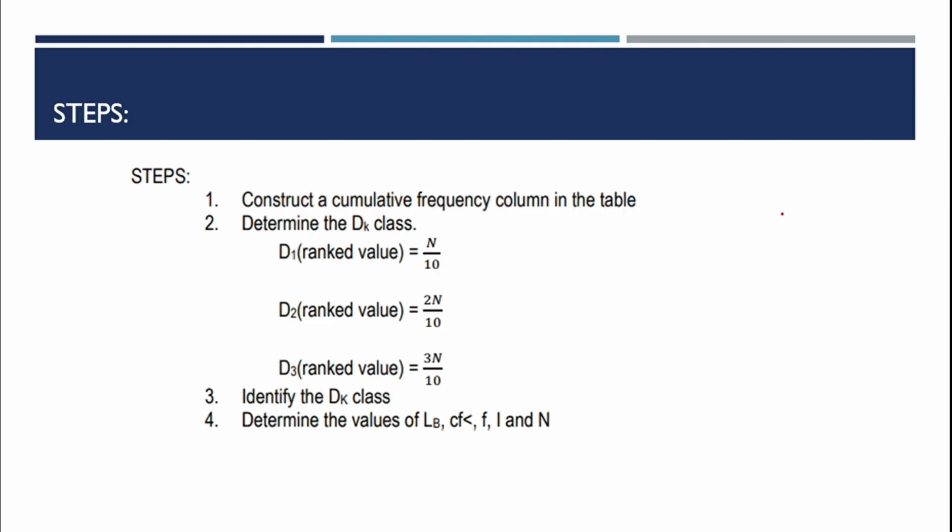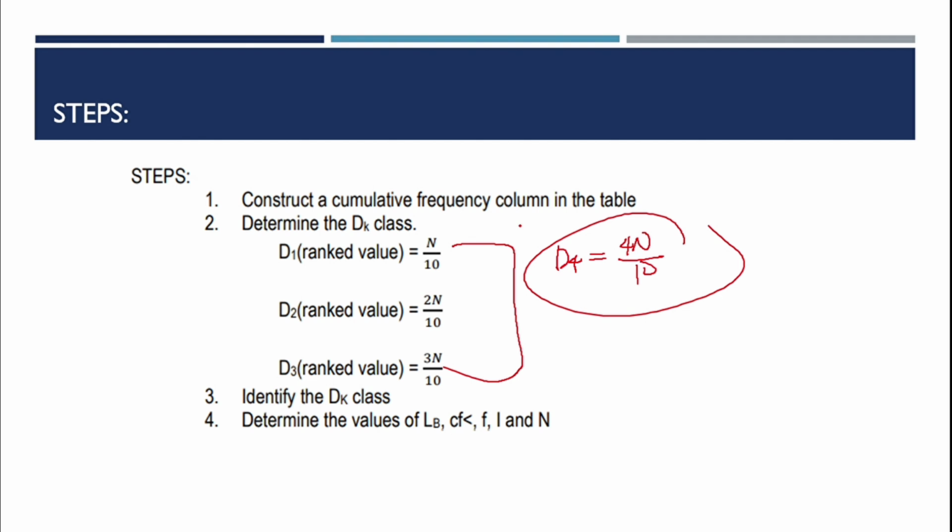Somewhat like the quartile, we also have almost the same steps, but the determining factor for the deciles is that it is divided by 10. So if we are going to have D4, D4 is equal to 4n over 10, and so on. The first step is to construct a cumulative frequency column in the table, identify the decile class, and determine the values of LB, CF, frequency, i, and the number of respondents, the total frequencies.